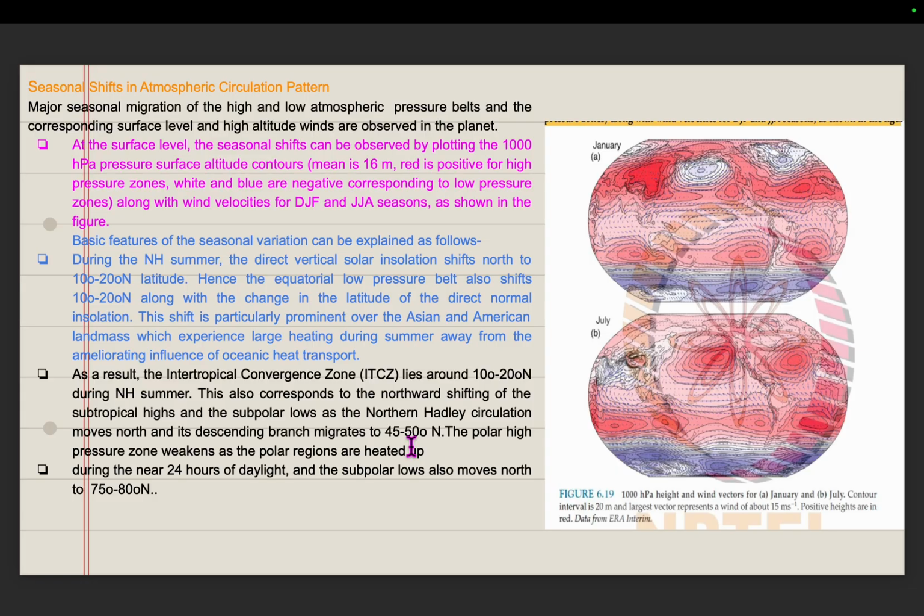The polar high pressure zone weakens this time, as the polar regions are heated up during the near 24 hours of daylight, and the subpolar lows also move towards the north. The subpolar lows are not observed at 60 degree in the summer hemisphere. The subpolar lows move towards 75 to 80 degree north when there is a northern hemisphere summer.